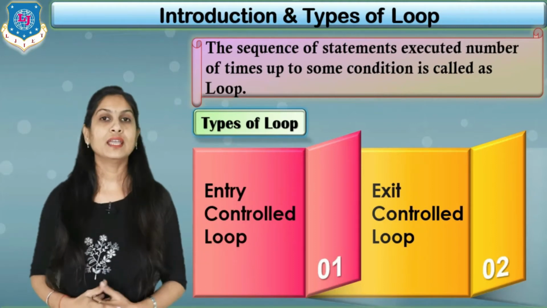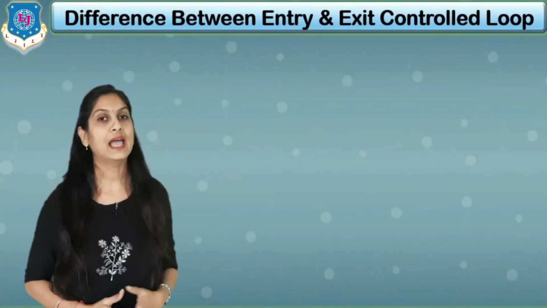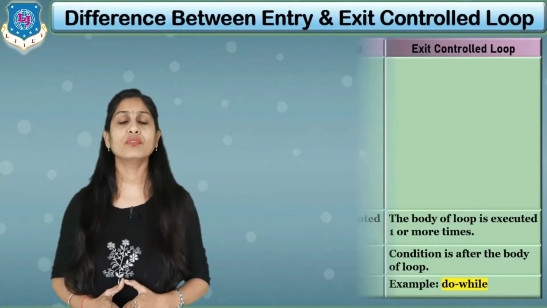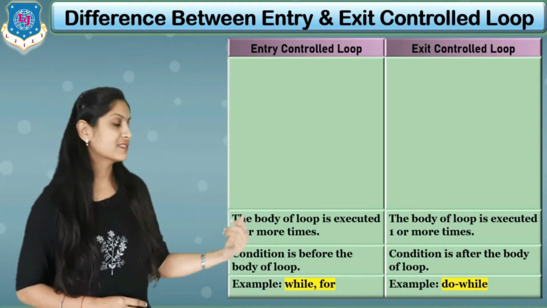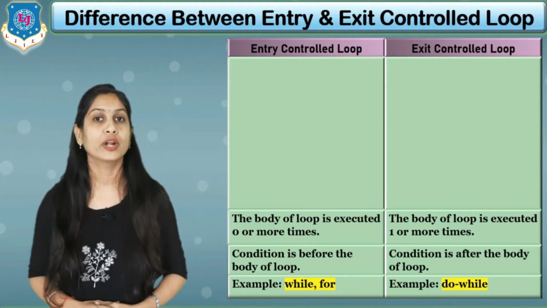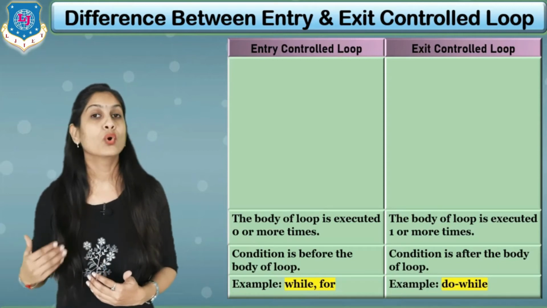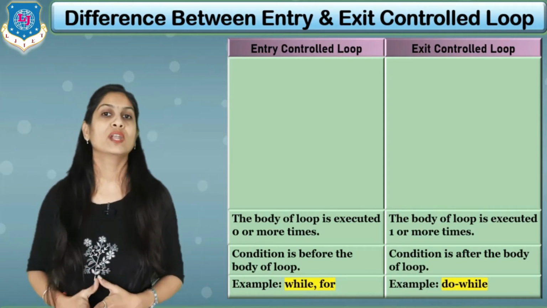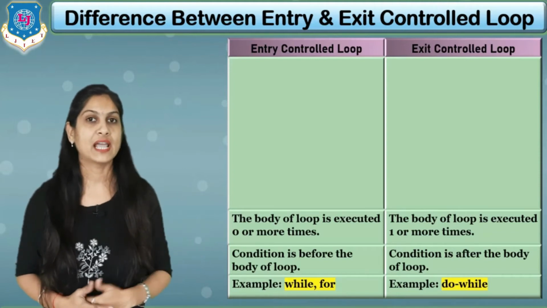Now let's see in detail what the difference is between entry control loop and exit control loop. The first difference is that in an entry control loop, the body of loop is executed 0 or more times. Now what is the meaning of body of loop? The statements that we want to repeat many times are known as the body of loop, and that can be executed 0 times.